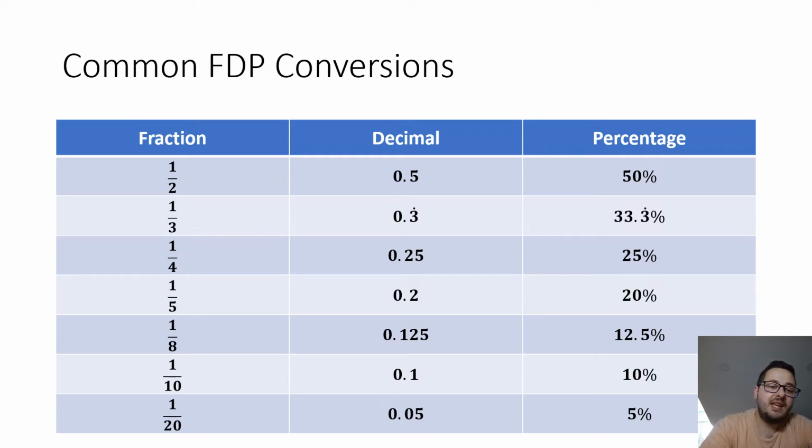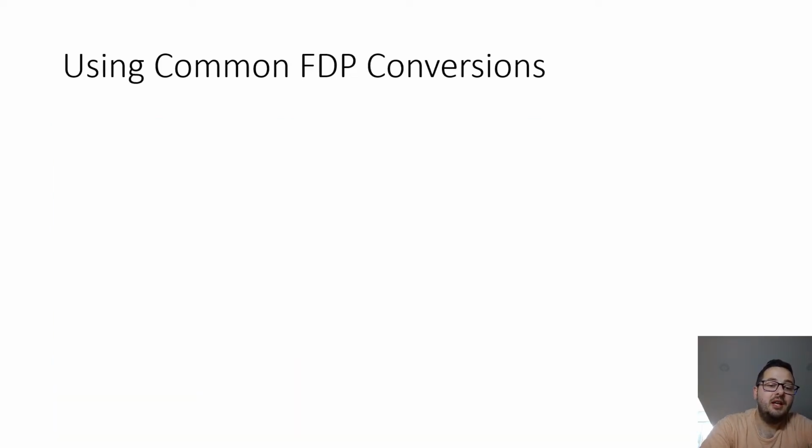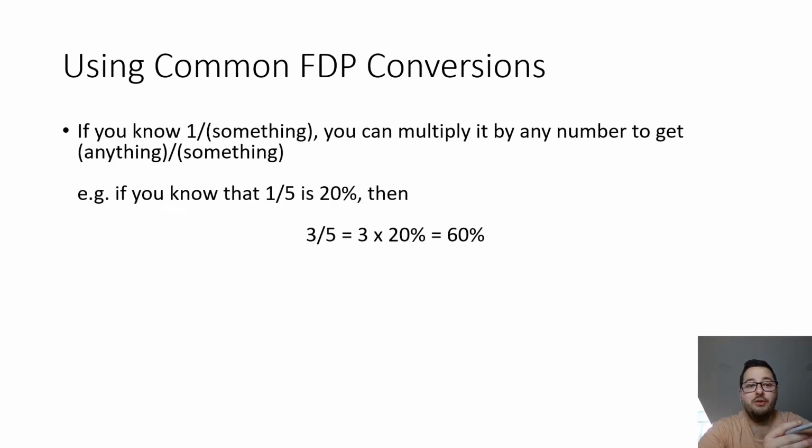Okay, now once we know some of these common fraction, decimal and percentage conversions, we can actually use them to build up a load of others. So if you know 1 over something, you can multiply it by any number to get anything over something. So for example, if you know that 1 over 5 is 20%, then you can work out 3 over 5 by timesing it by 3. So 3 times 20 is 60, so 3/5 is 60%.